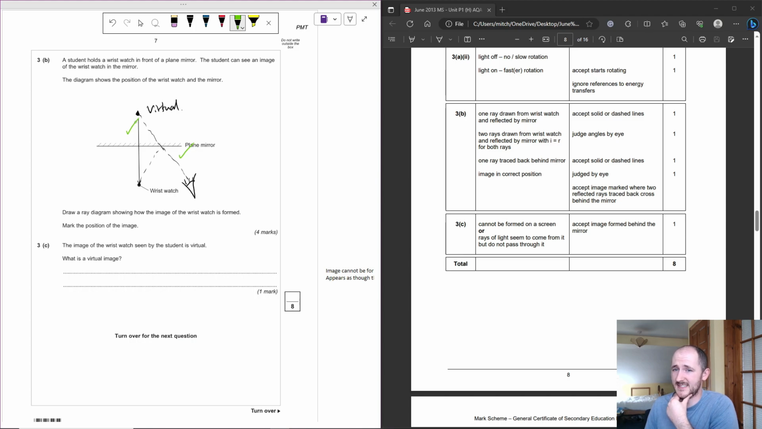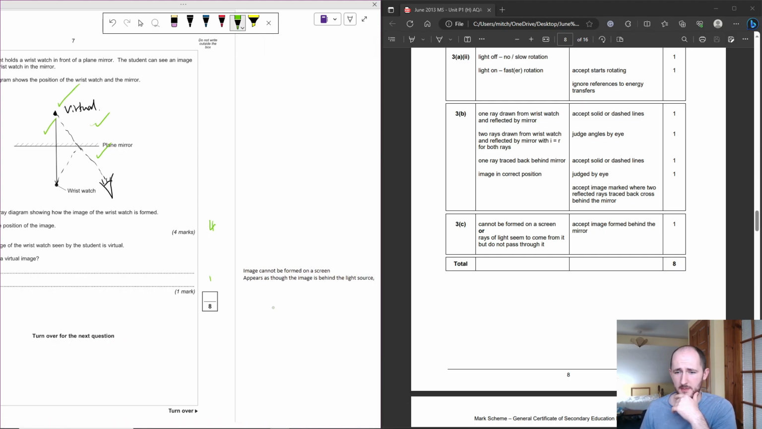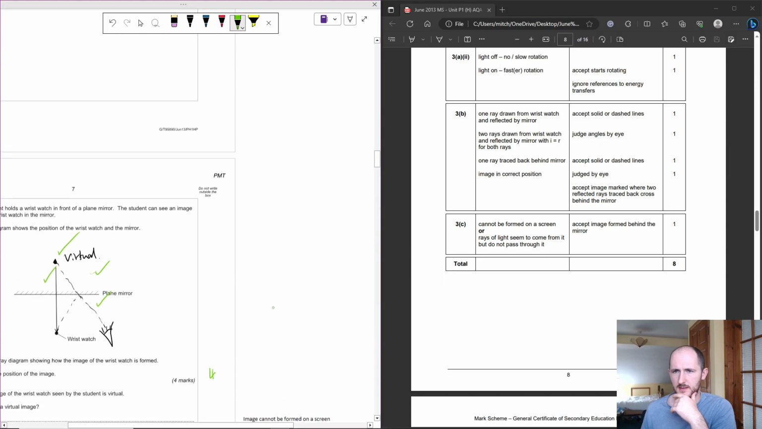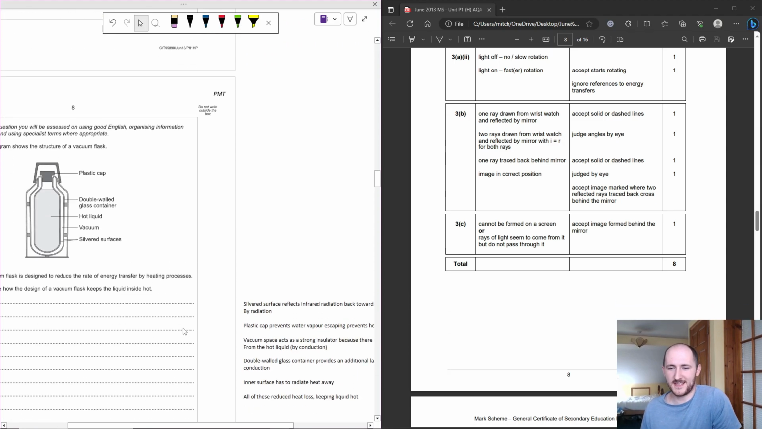I mean... Right? The only one I'm... Is that 4 marks? 1 ray drawn from this... See, this is 1 ray and then 2 rays. I've done 2 rays. I'm going to give myself 4 to make myself feel better. It was a virtual image, cannot be formed on a screen. Did I write that? I did. Cool. I can't believe I remembered that. So is that 8 marks? Yeah. Okay. Again, if you think I'm being a bit too generous, then let me know.